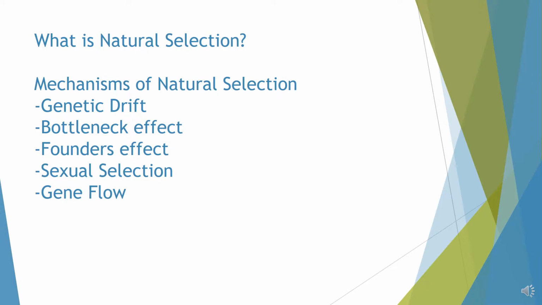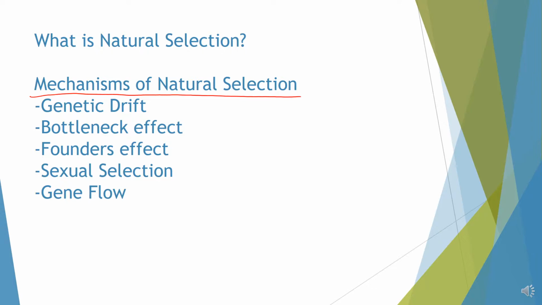There are certain mechanisms. So natural selection is a mechanism of evolution, but then there are mechanisms of natural selection as well. Your book talks about these. The first is genetic drift. Genetic drift is going to be a change in the gene pool due to chance.